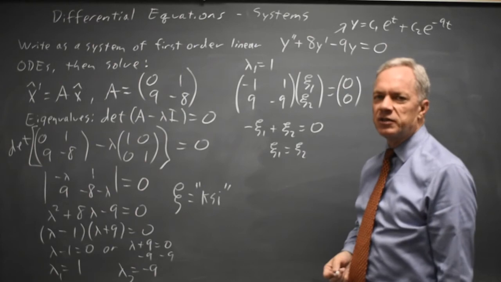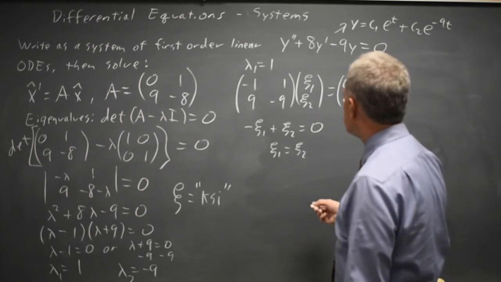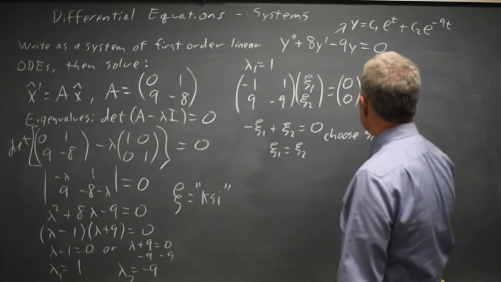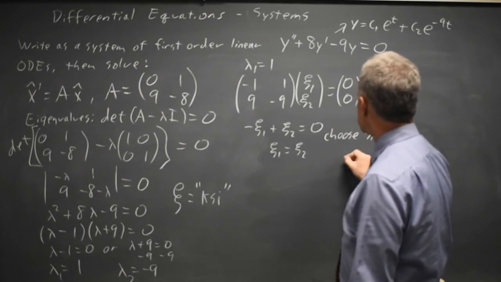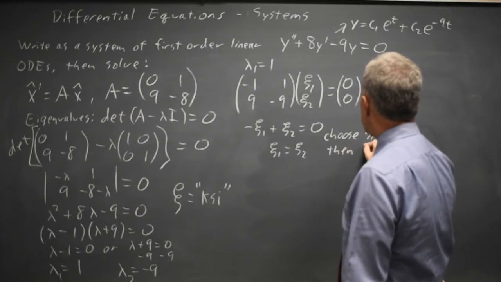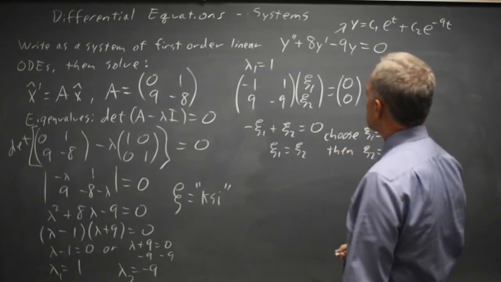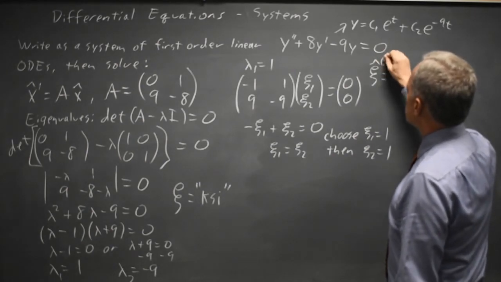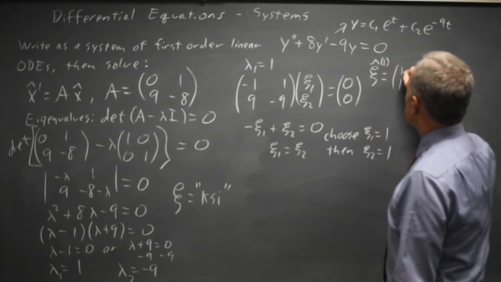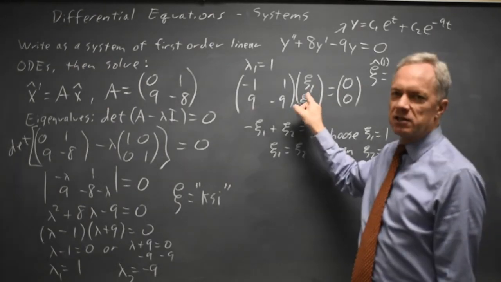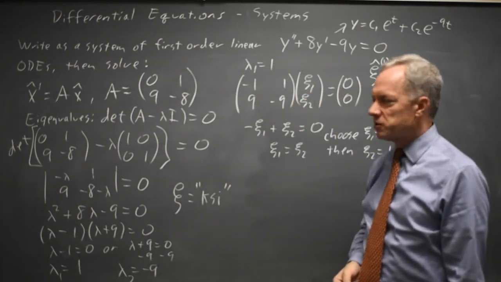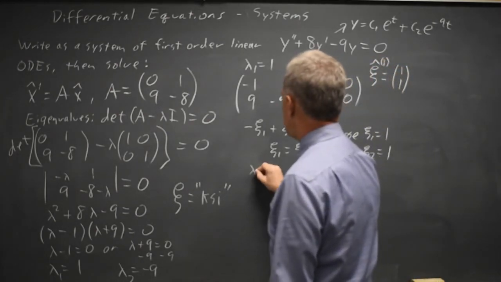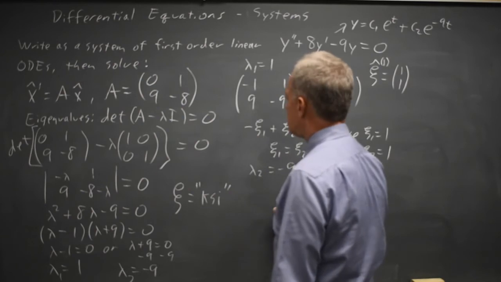You can't solve this uniquely, but we can choose, and I'll choose xi1 equals 1. That means then xi2 is also 1, and our eigenvector, I'll give it a superscript of 1, is the vector 1, 1. I do superscript rather than subscript because subscripts are normally components. Now let's look for eigenvector 2. Eigenvalue 2 is negative 9.